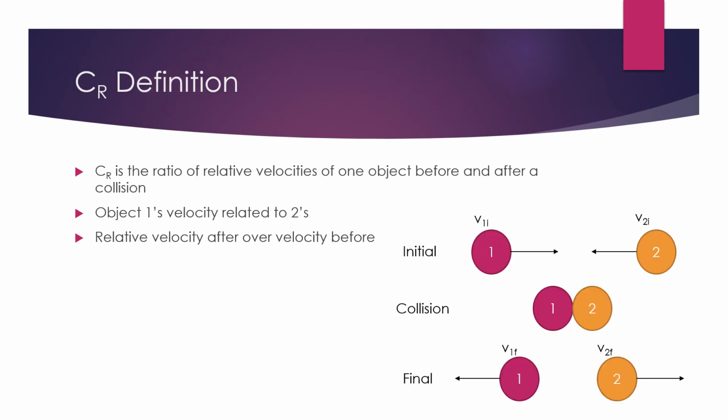To be specific, the coefficient of restitution is the ratio of the velocities of one object relative to a second object before and after it collides with said second object. Essentially, its relative velocity after the collision over its relative velocity before the collision.